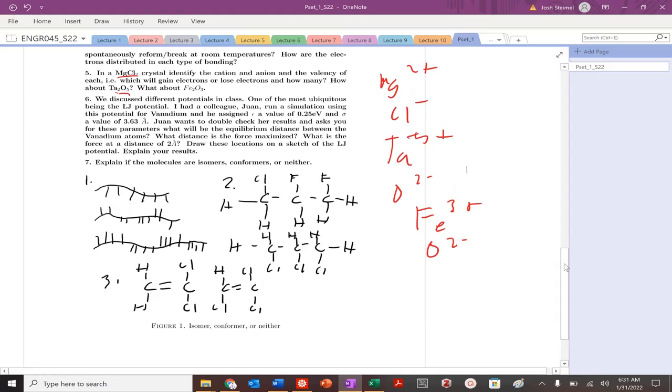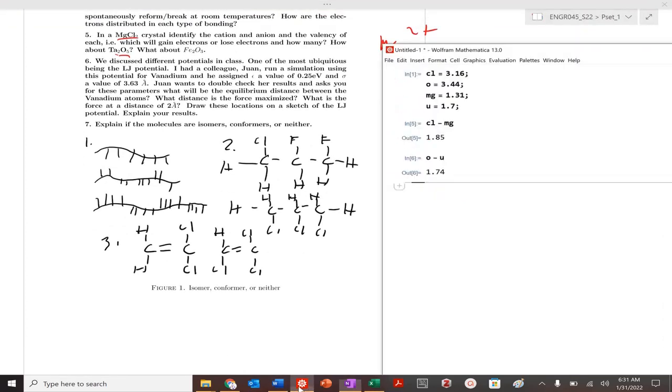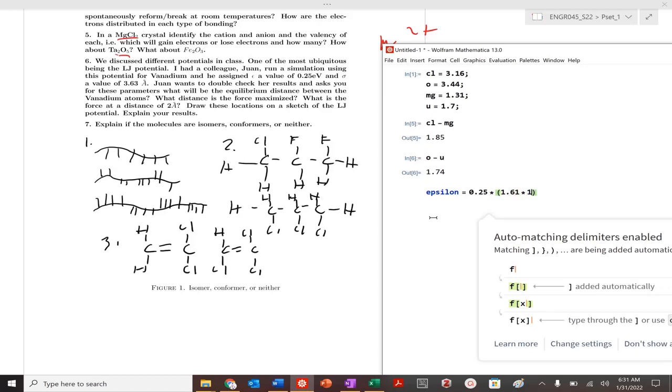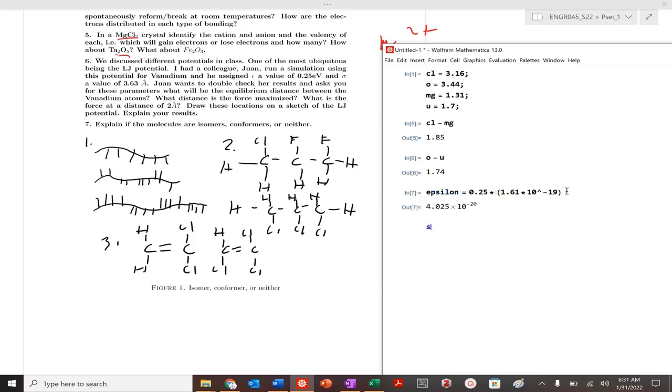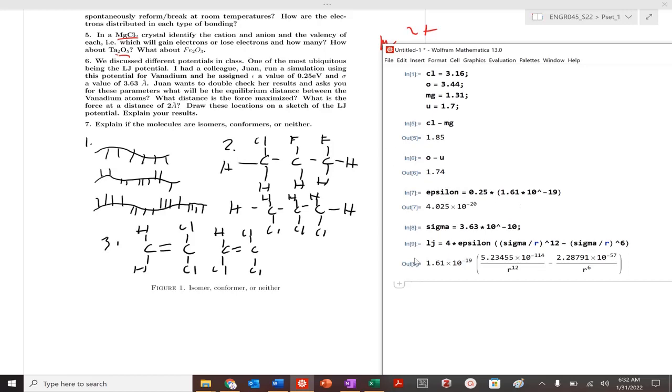Excellent. Now, a very, very fun problem with van der Waals, or the Lennard-Jones potential. So I'm going to look now at the Lennard-Jones potential. We're given essentially that epsilon equals 0.25 eV, and I'm going to multiply that by 1.6 times 10 to the minus 19 because I want to work in joules. Sigma equals 3.63 times 10 to the minus 10. Now I can say that LJ is equal to 4 times epsilon times sigma divided by r to the 12th minus sigma divided by r to the 6th. So this is my Lennard-Jones expression with these values plugged in.